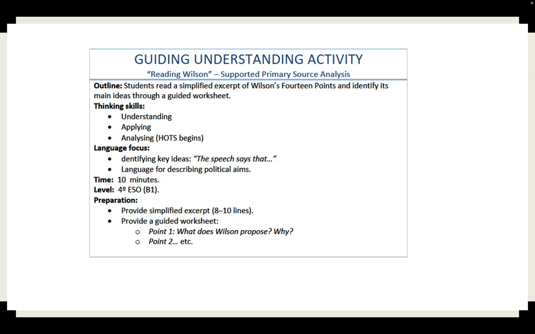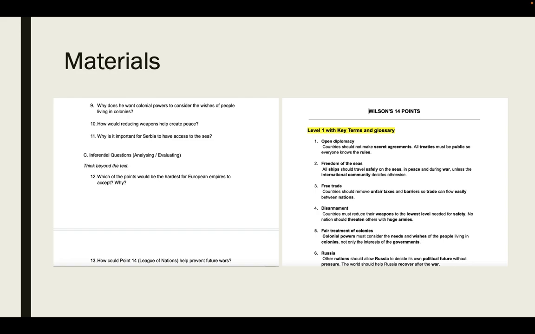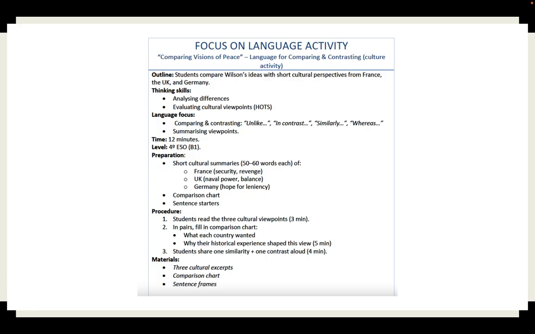The following activity is the guiding and understanding activity. Students read a simplified excerpt of Wilson's 14 points and identify its main ideas through a guided worksheet. The materials are in the Google Drive folder, so you can read them there. It's Wilson's 14 points and the worksheet with different questions of different levels of difficulty. Also, key terms and a glossary for the Tier 1 learners who need more support.